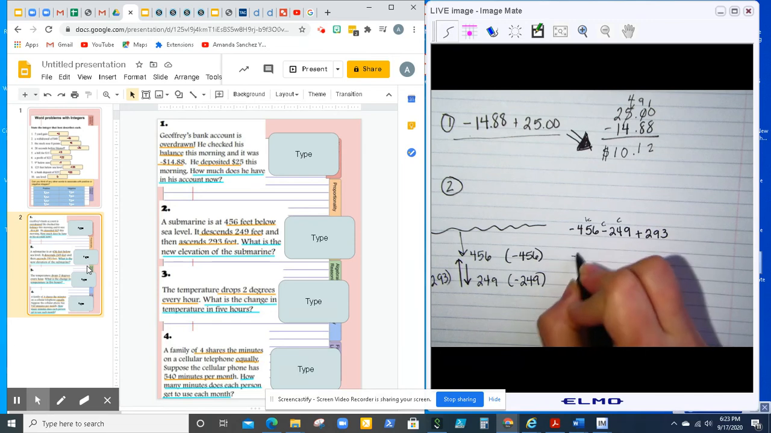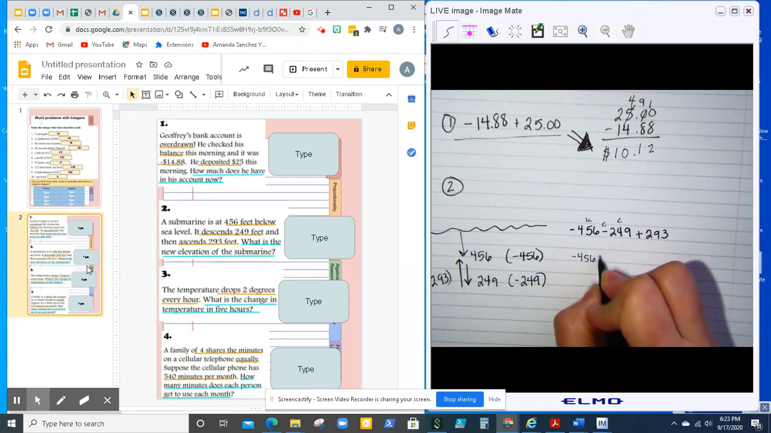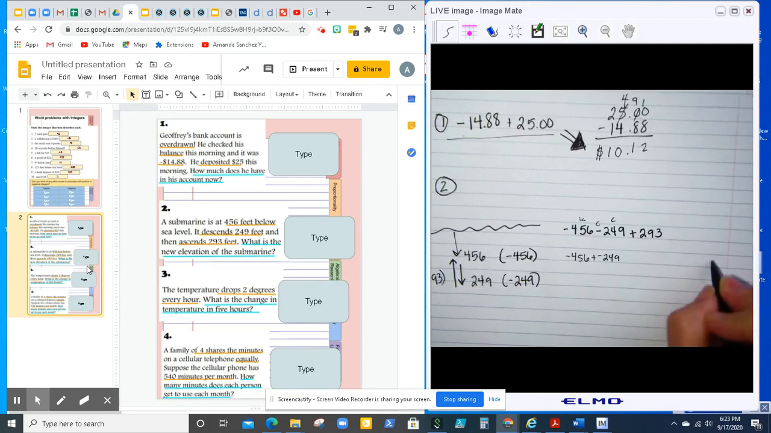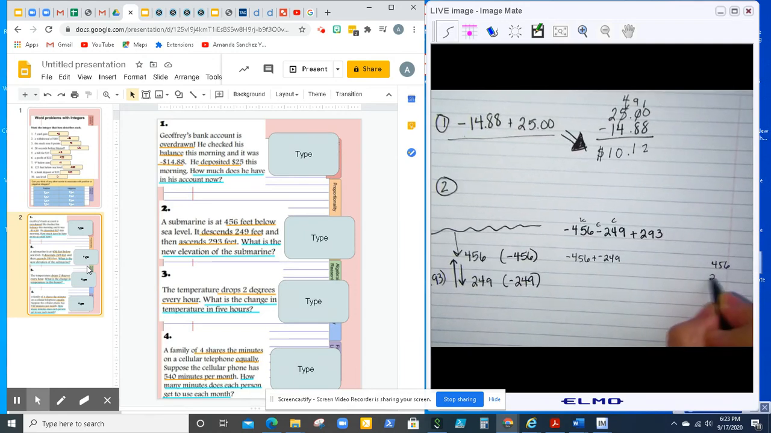So this becomes negative 456 plus a negative 249. So then we got to add that. 456, 249, 6 and 9 is 15. 5 and 4 plus 1 is 10. 4, 5, 6, 7, 705. And that's a negative because they are both negatives.